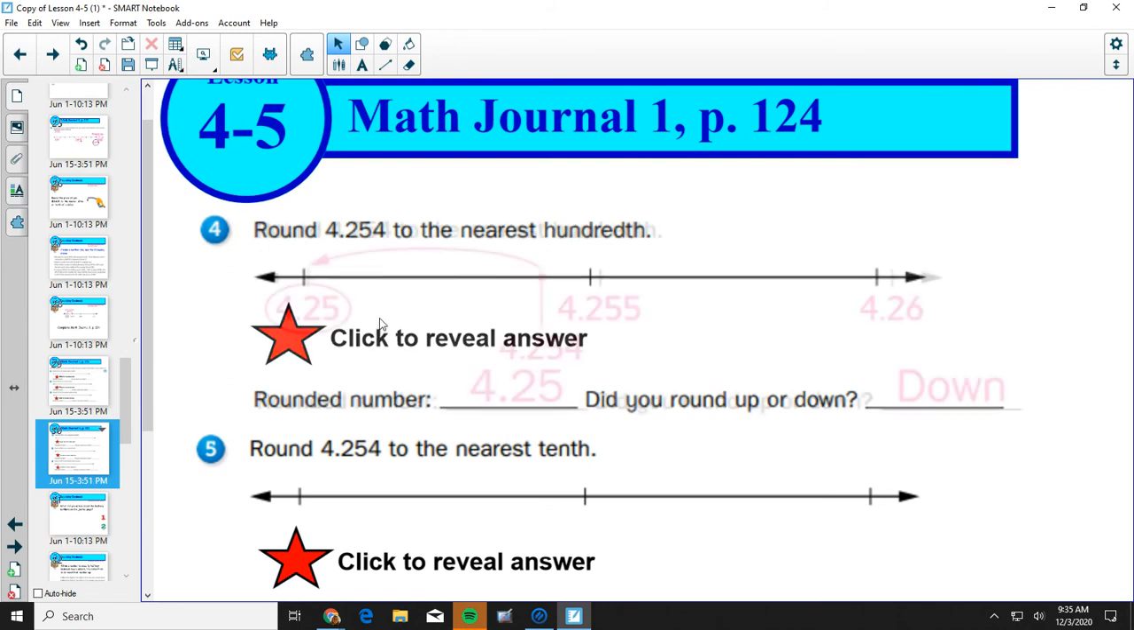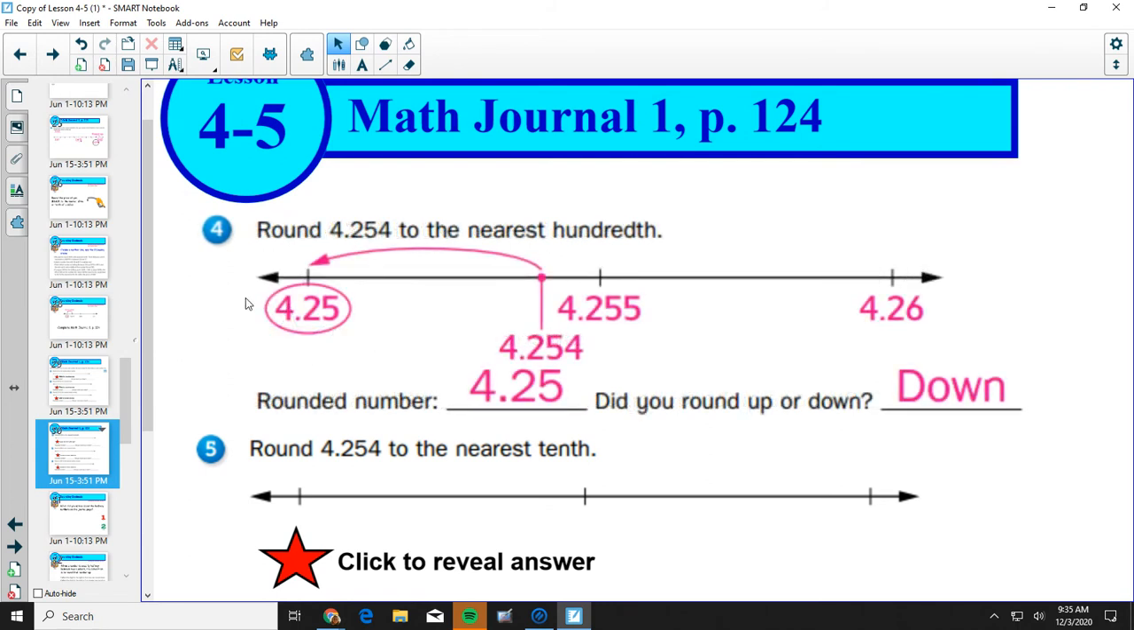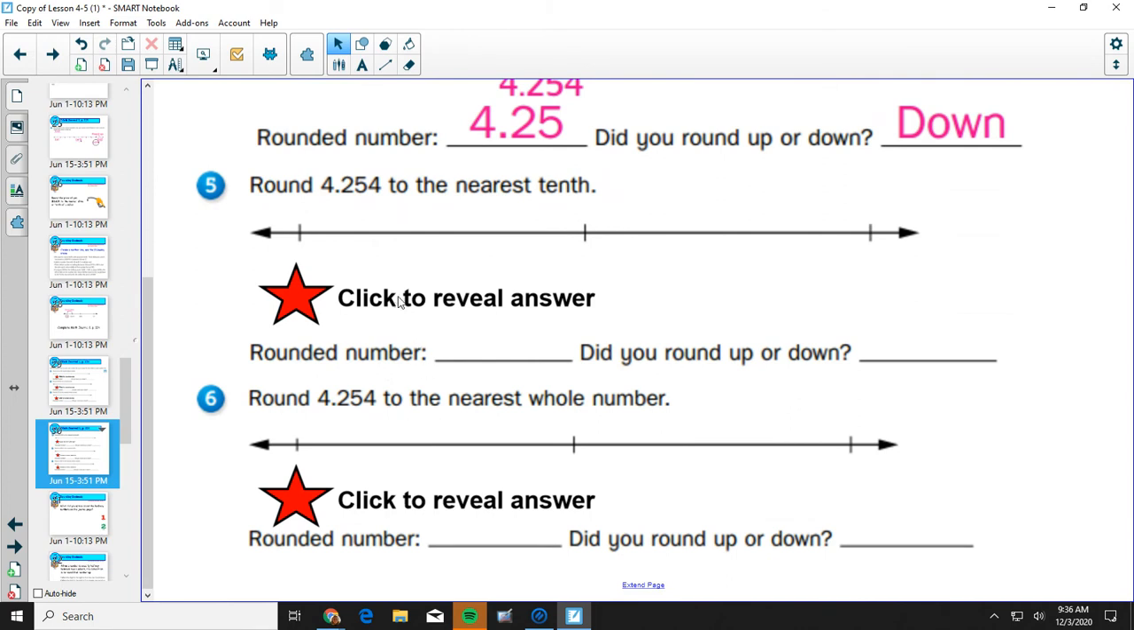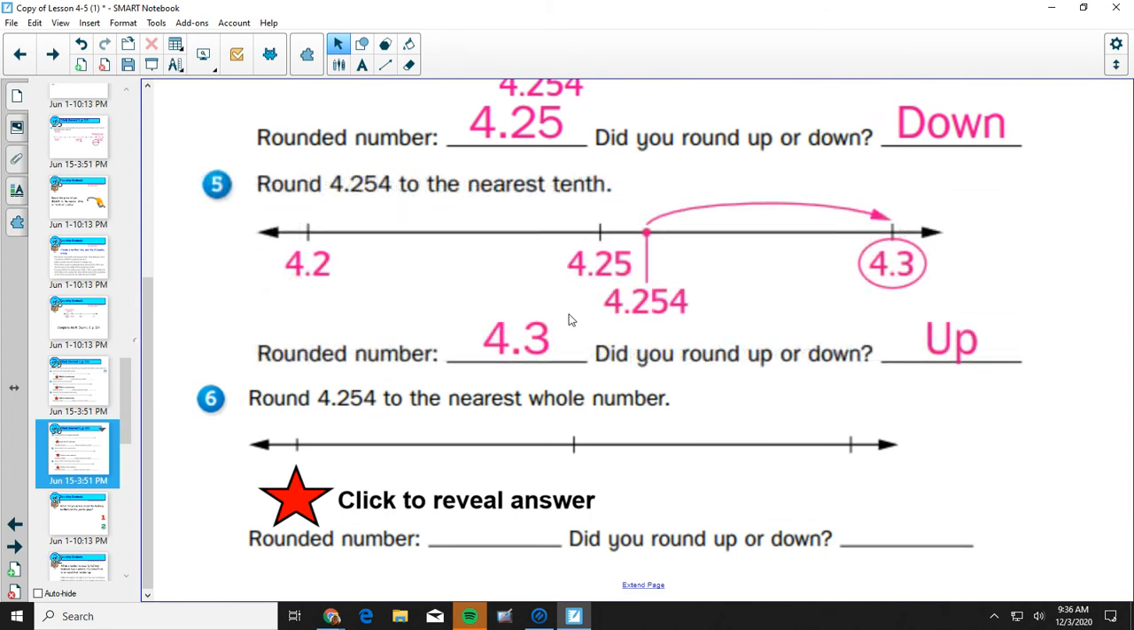Number 4, we are actually rounding down, and you can see that we rounded 4 and 254 thousandths down to 4 and 25 hundredths. Rounding it to the nearest tenth, or rounding up, we've got 4 and 25 hundredths. I'm sorry. We see that 4 and 254 thousandths is actually to the right of this middle number, telling me that we're going to actually round up to 4 and 3/10.